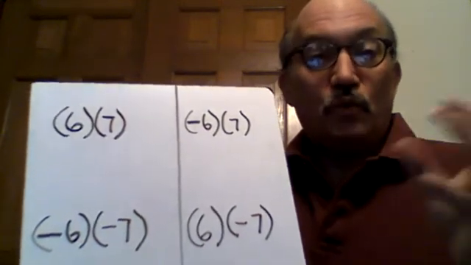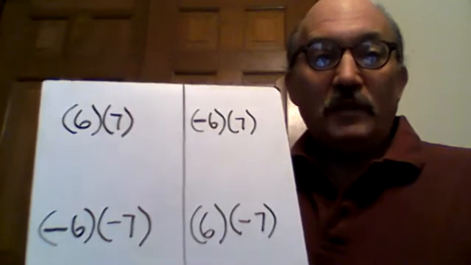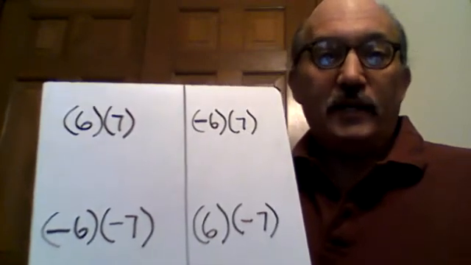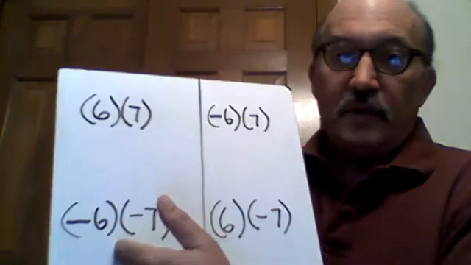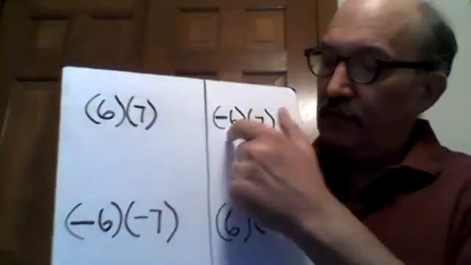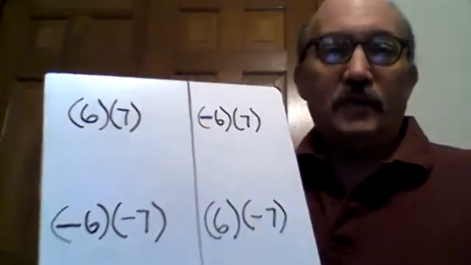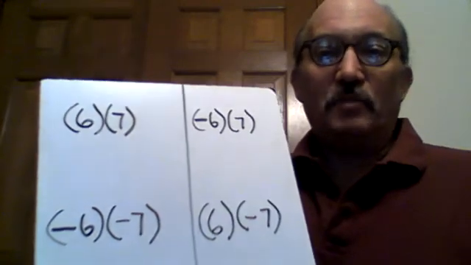Please commit this rule to memory. If you're multiplying or dividing any two numbers, if the signs are the same, the answer is positive, and if the signs are different, the answer is negative. So just a quick review of multiplication.